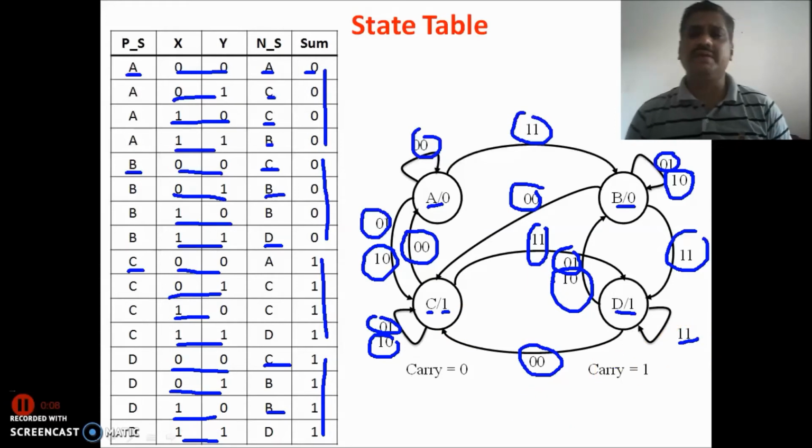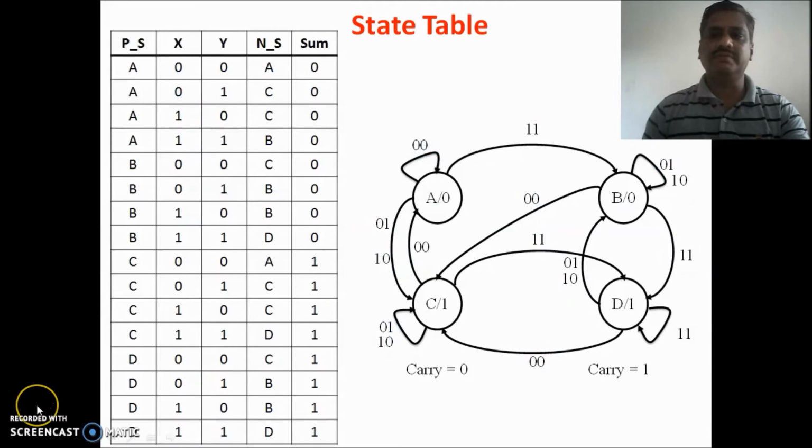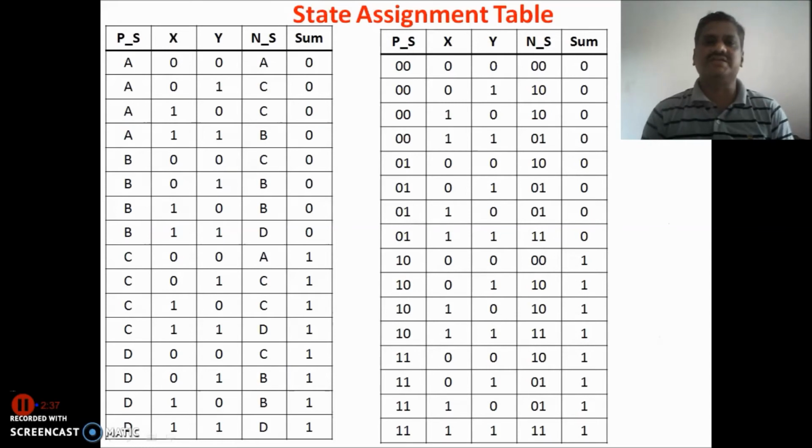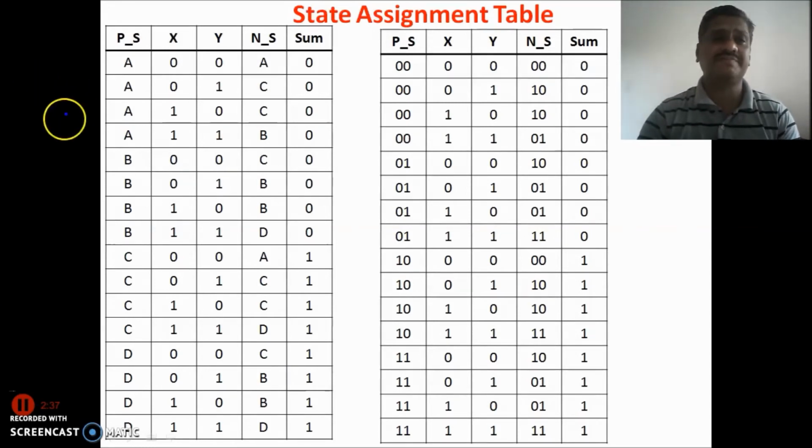In this way, we are able to prepare the state table from the state diagram. After the preparation of the state table, we can prepare the state assignment table. Now look at how many states we have here. Here we have 4 states: State A, State B, State C, and State D.